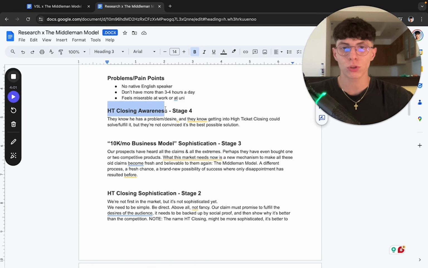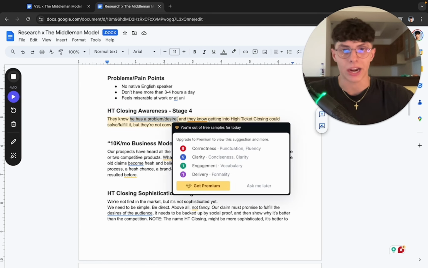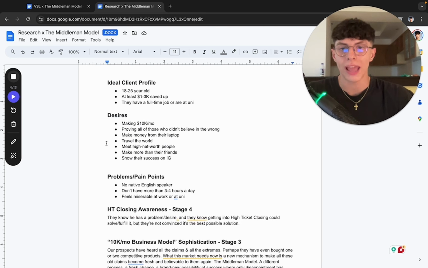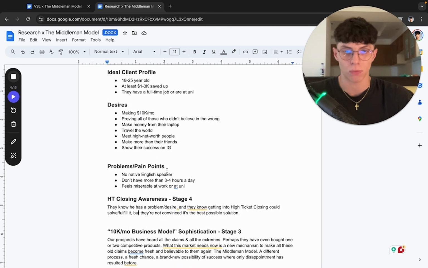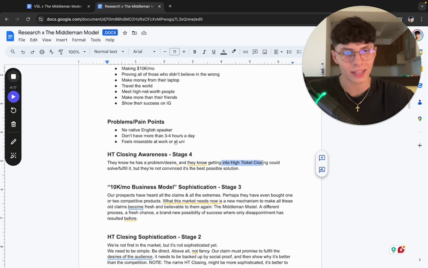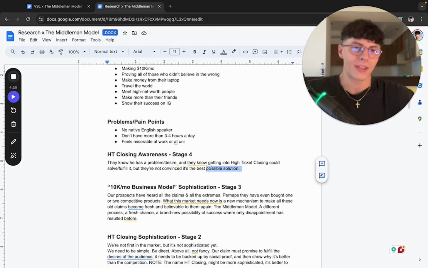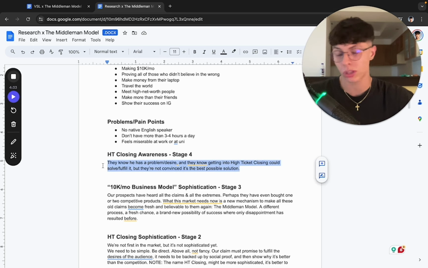So let's first of all go over the awareness of the high ticket closing market overall. We're in stage number 4. So people know that they have a problem or a desire. They know they have these desires and they know they have these problems. And they know that getting into high ticket closing could solve this problem and fulfill their desires. But still, they're not convinced high ticket closing or investing in a high ticket closing program is the best possible solution for that problem. So this is where we are right now.